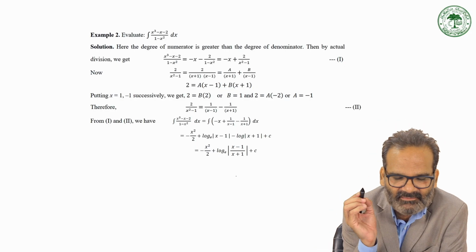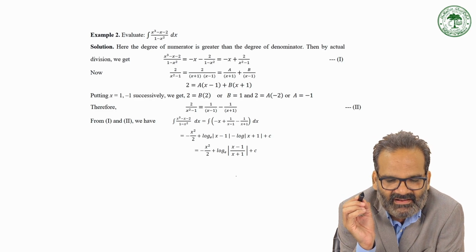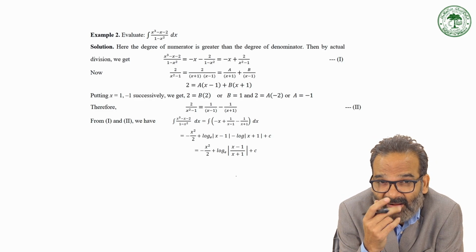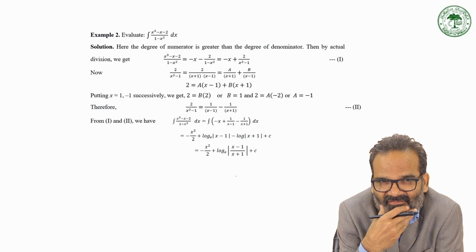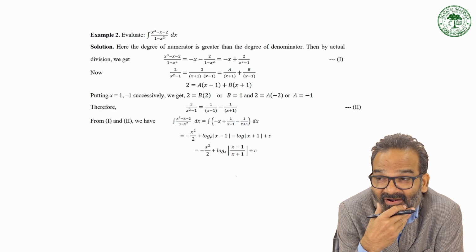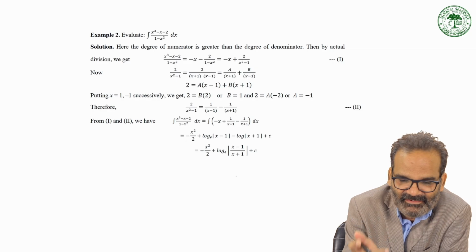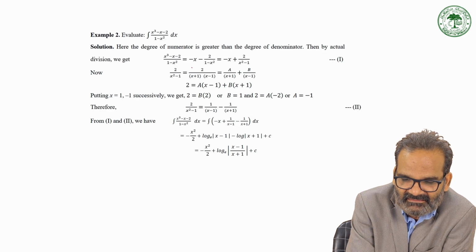See here, the integral of (x cube minus x minus 2) divided by (1 minus x square) dx. The first condition is what? Here the power of the numerator is 3 and the power of the denominator is 2. So this integral is not possible directly. We will have to divide the numerator by the denominator, and when you divide, you will get this form.